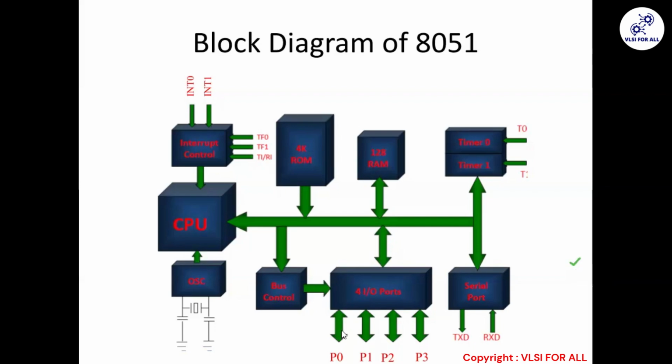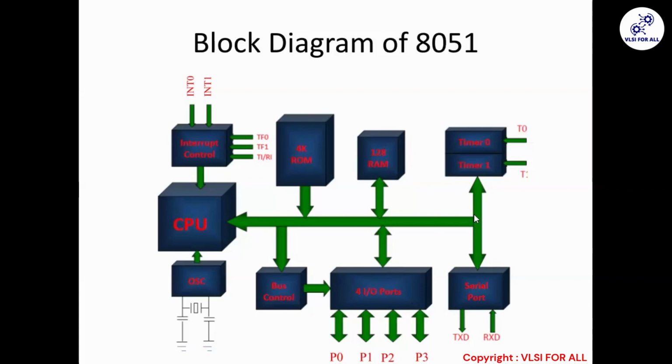So how many ports are there? 1, 2, 3 and 4 ports are there, and each port is 8-bit. After execution, the CPU can give instructions to those ports. We program the port as either an input port or an output port, and accordingly we can take a signal from the port or give output to the port. That way, 4 IO ports are there.